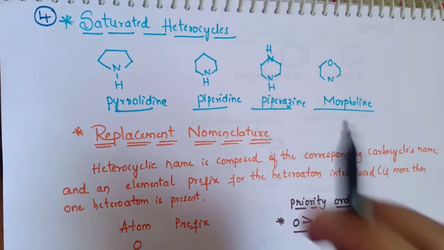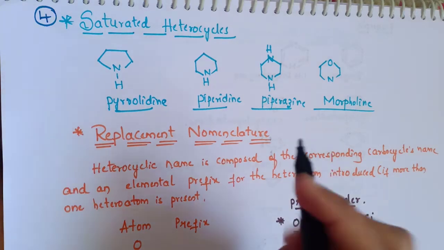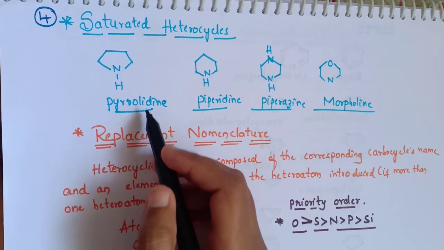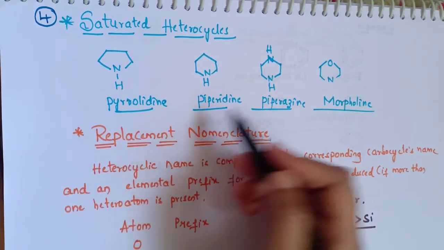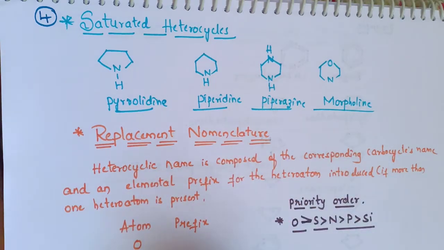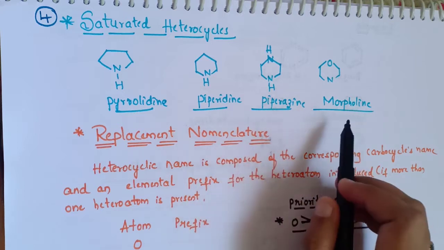Now coming to the saturated heterocycles, they don't contain any double bonds. It is pyrrolidine, and the second one is piperidine, then piperazine and morpholine. These are the examples of saturated heterocycles. Here we are studying the common nomenclature, that is, non-systematic nomenclature. These names originated from their occurrences: pyrrolidine, piperidine, piperazine and morpholine.